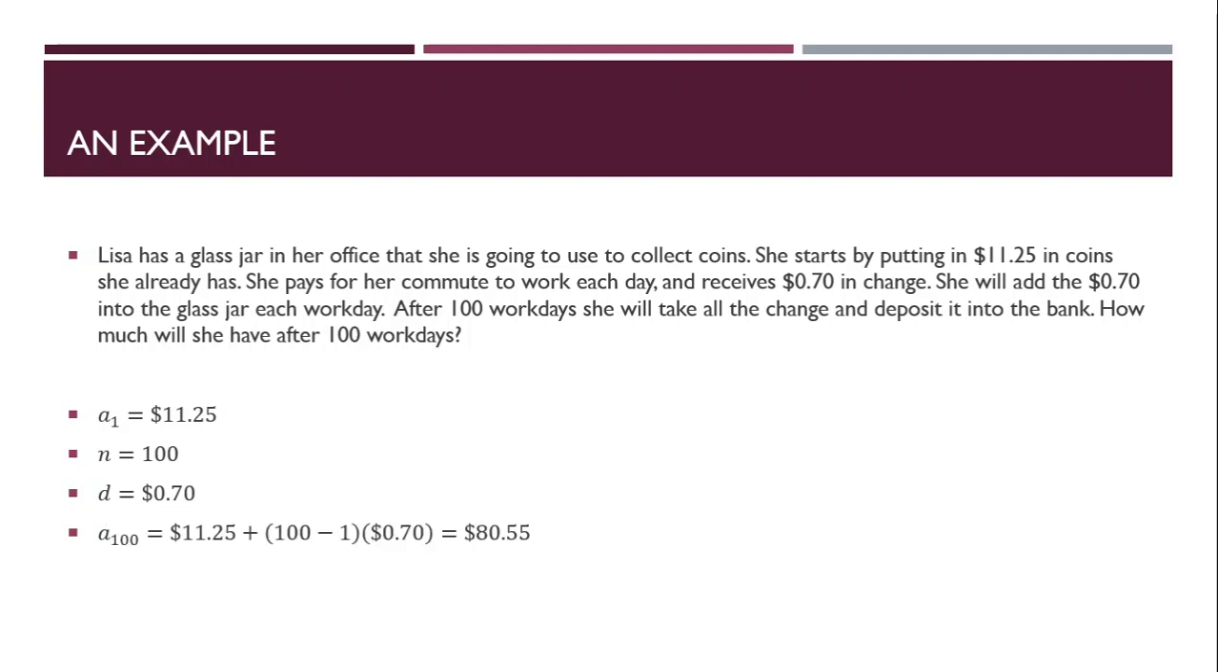So how much money is she going to have total? Well, let's plug it in. We've got $11.25 plus the quantity 100 minus 1, which is 99, times 70 cents. And that will get us $80.55 that she can put in the bank.